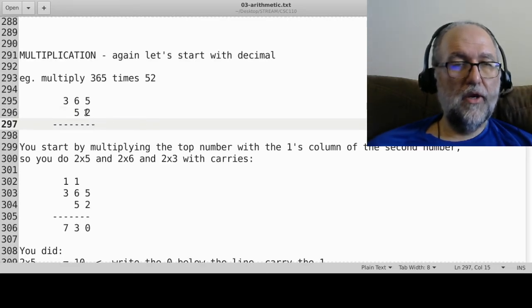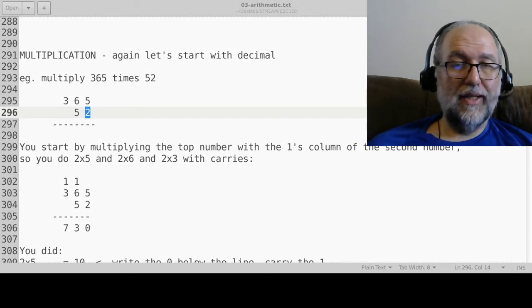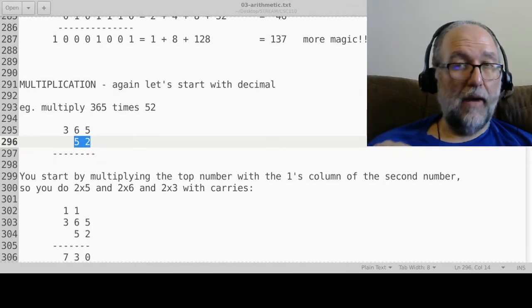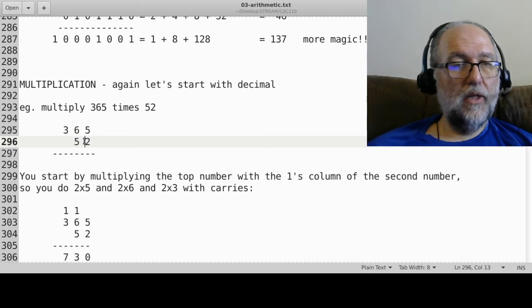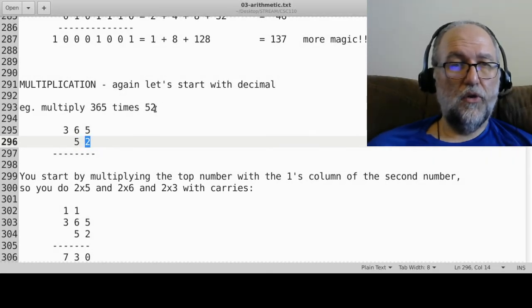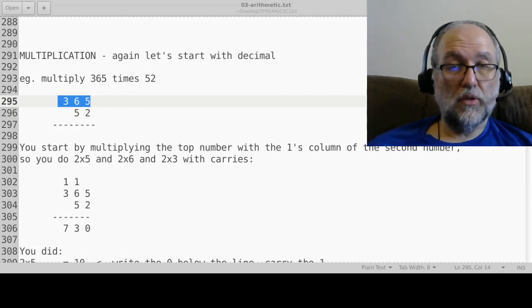Then what? Well, then you're going to start with the digit that's in the ones column of the second number. So this number that I've got here, that 52, that's my second number. Okay, all right. So now the 2 in the ones column, that's the one you start with. You're going to multiply this entire top number, 365, by 2.